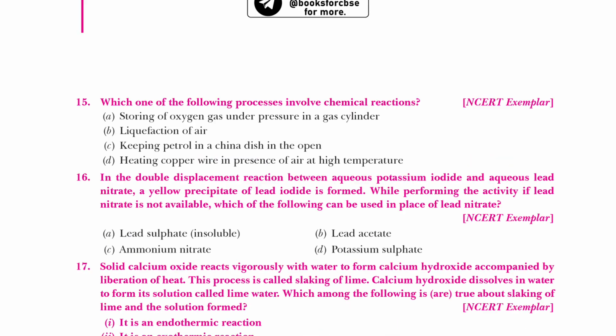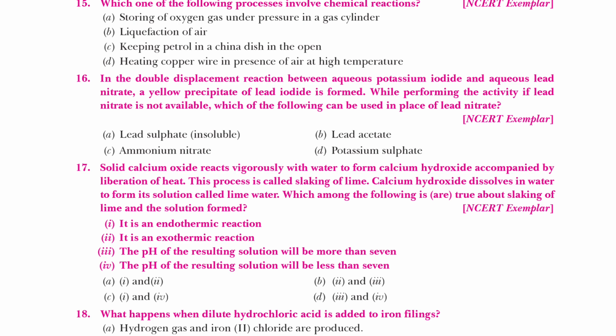Next, question number 16. In a double displacement reaction, when potassium iodide reacts with aqueous lead nitrate, yellow precipitates are formed. If lead nitrate is not available in the lab, we can use lead acetate instead. Option 1 is incorrect, because in a precipitation reaction both the salts are soluble, and this one is an insoluble salt. And we cannot use options C and D either, because these do not have lead ions. Next question.